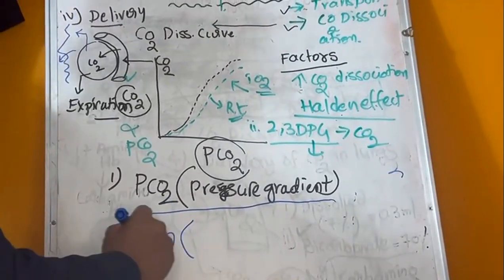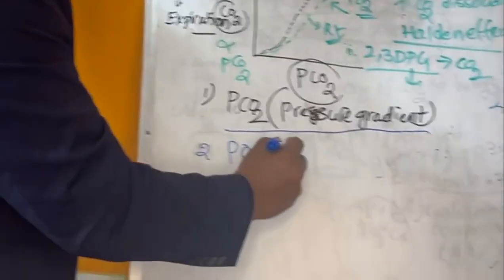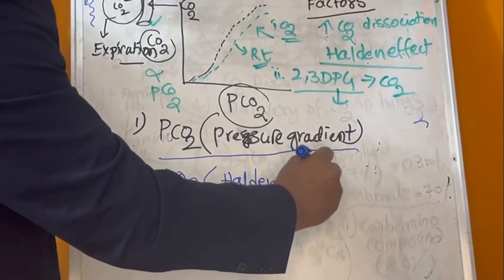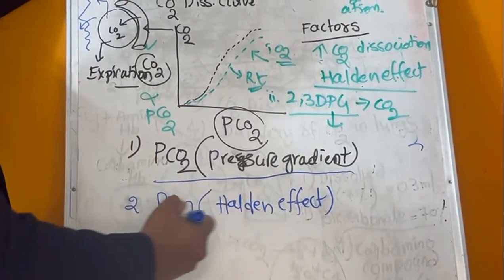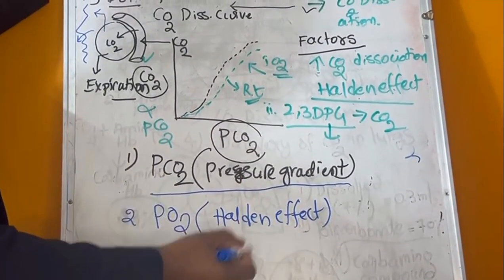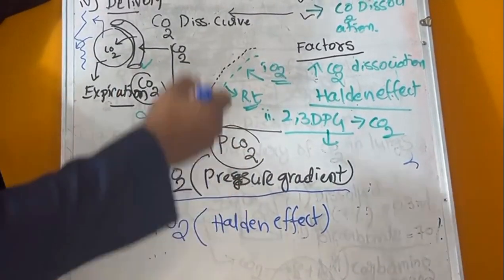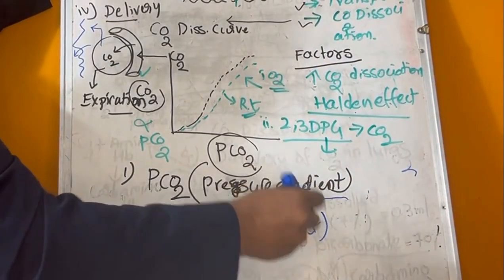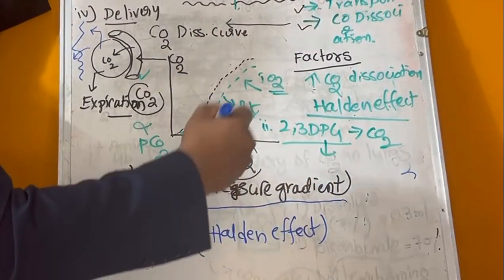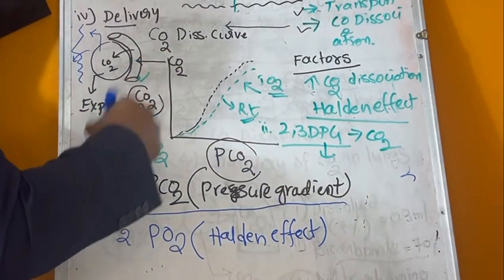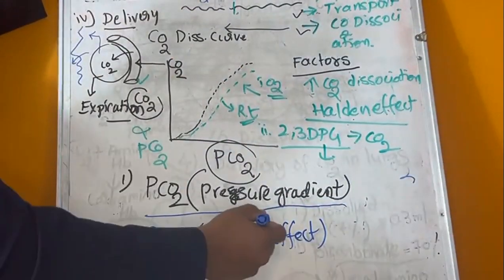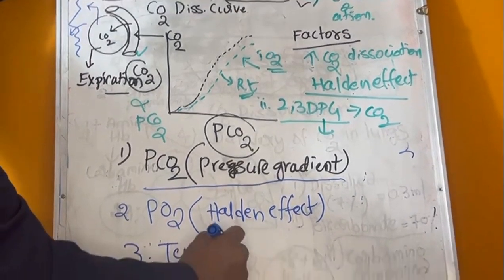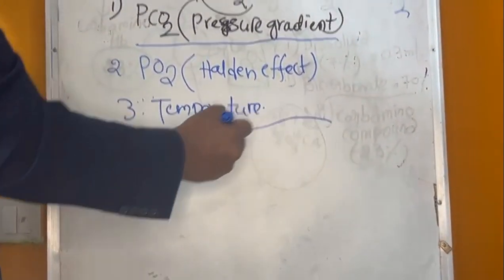Now the second factor is partial pressure of oxygen. This is what we called the Haldane effect, which I mentioned previously. So what is the meaning of the Haldane effect? The loading of O2 and combining to the hemoglobin causes unloading of the carbon dioxide. So the carbon dioxide is unloaded from hemoglobin, enters the alveoli, and from there goes out of the body. This is called the Haldane effect. And the third factor is temperature. Temperature also affects carbon dioxide and its transport.